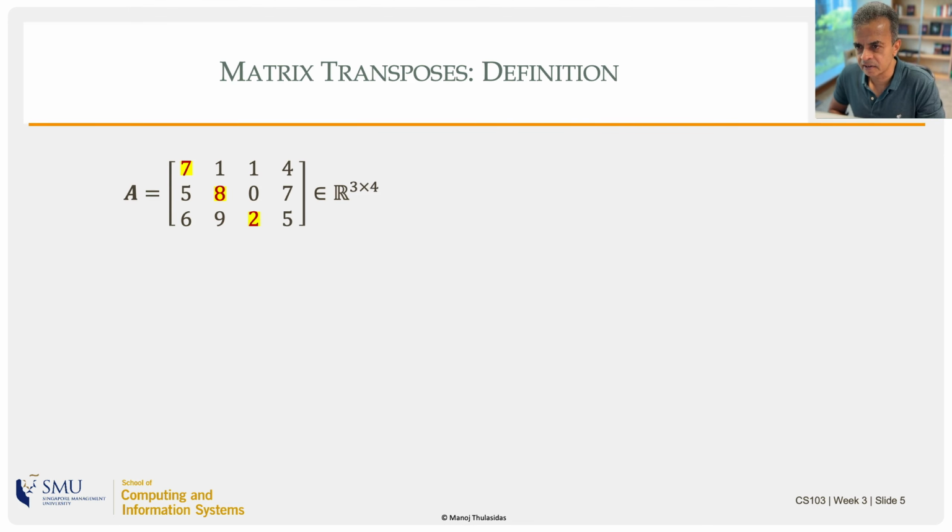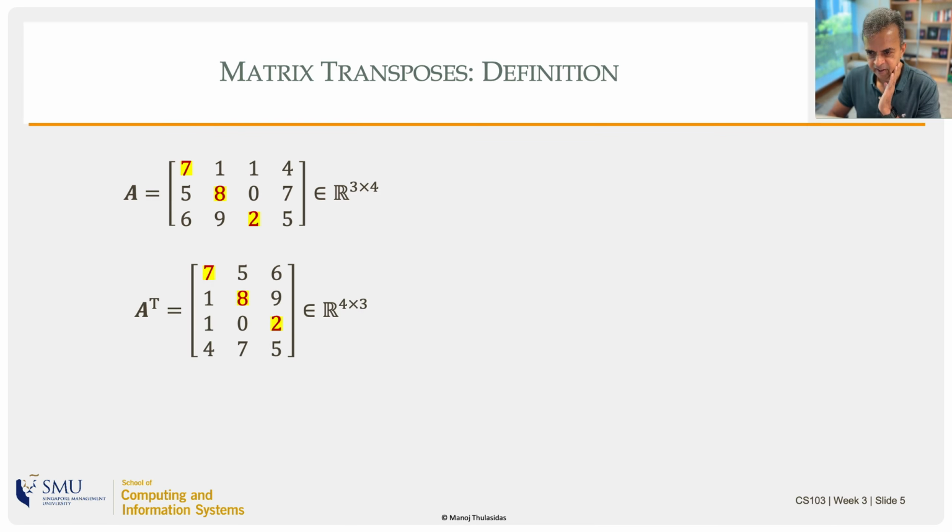In order to define a matrix transpose, you have to define something called the main diagonal, also called the leading diagonal. Those would be the collection of elements with the same row number and column number. In this matrix, you have 7, 8, and 2 along the main diagonal highlighted there. And when you transpose it, 7, 8, and 2 remain on the main diagonal. Everything else gets flipped around, gets reflected about the main diagonal. And that is the definition of a transpose.